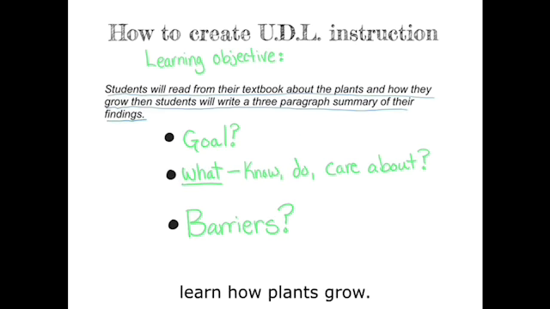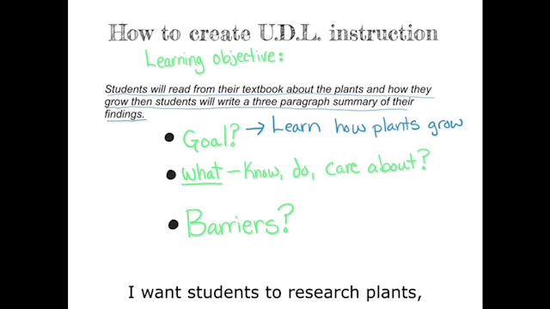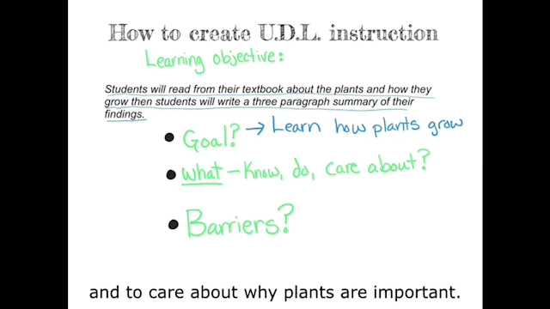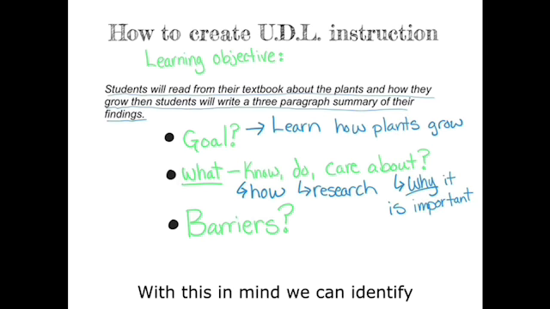The goal is for students to learn how plants grow. I want students to research plants and to know how plants grow and to care about why plants are important. With this in mind, we can identify barriers and then create solutions.